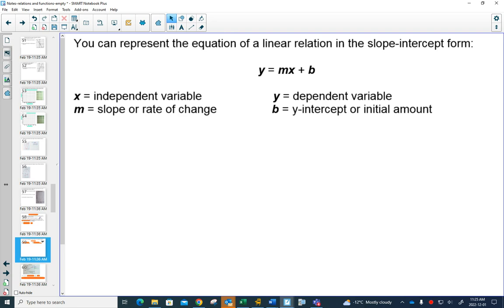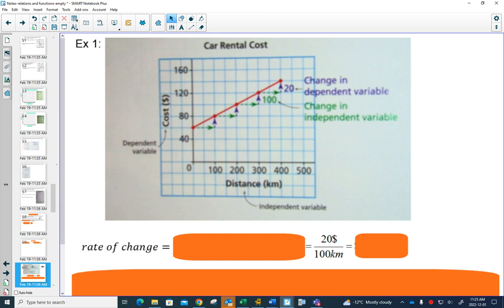So if we look at the graph at the bottom of the page, and we look at the numbers going from point to point, we're always going 100 to the right and 20 up.